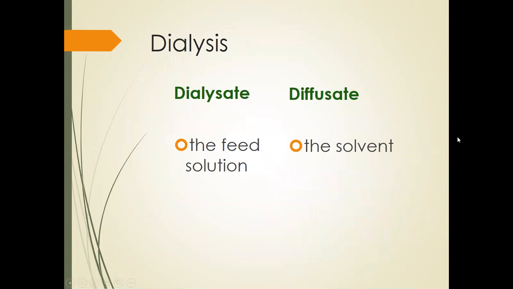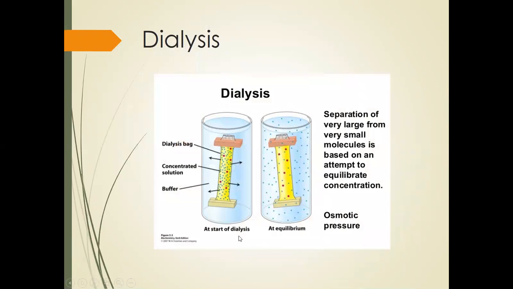Now, when you speak of dialysis, we have also two terms that we need to understand properly. When we speak of the diffusate, it refers to the solvent that is being used in the process of dialysis. The dialysate is the feed solution, or the one that is being processed. The feed mixture that is to undergo dialysis is the dialysate, and the solvent that is to be used in the process of dialysis is the diffusate. So again, you have two new terms added to your vocabulary in terms of membrane separation.